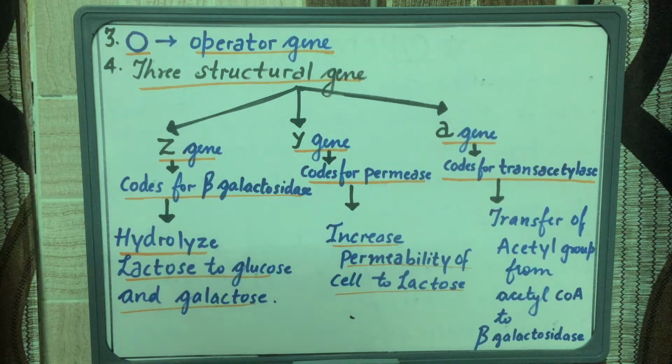Now let us look at the function of these three enzymes which are coded by Z, Y and A gene. Beta galactosidase hydrolyzes or converts lactose to glucose and galactose. Gene Y increases permeability of the cell to lactose, and gene A codes for transacetylase, an enzyme which helps to transfer acetyl group from acetyl-CoA to beta galactosidase.